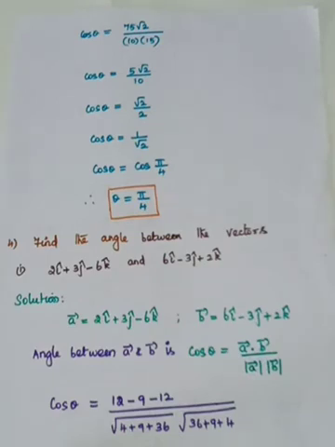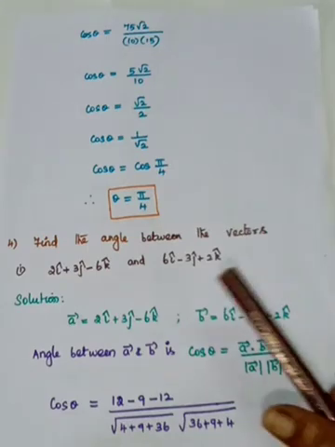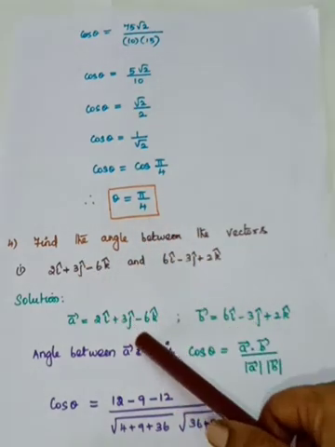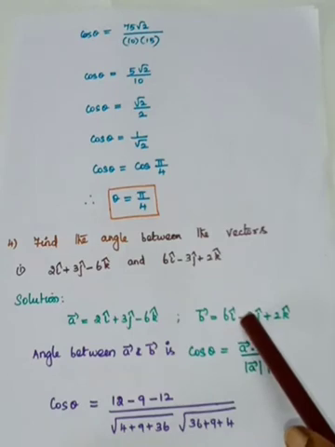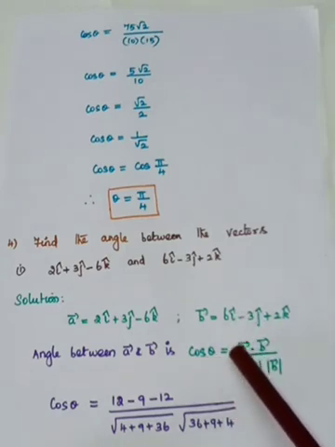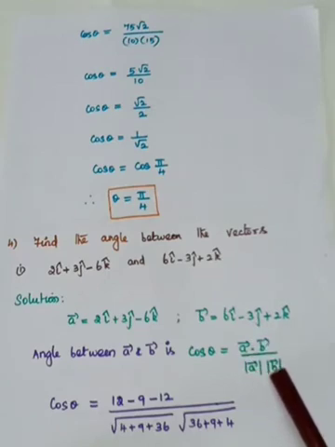Come to the fourth question. Find the angle between the vectors. In the previous problem, they had given the results: modulus of a vector, modulus of b vector, and a vector dot b vector. Here the vectors are given. So take the first vector as a vector and the second vector as b vector. What is the formula to be used? Cos theta is equal to a vector dot b vector by modulus of a vector modulus of b vector.